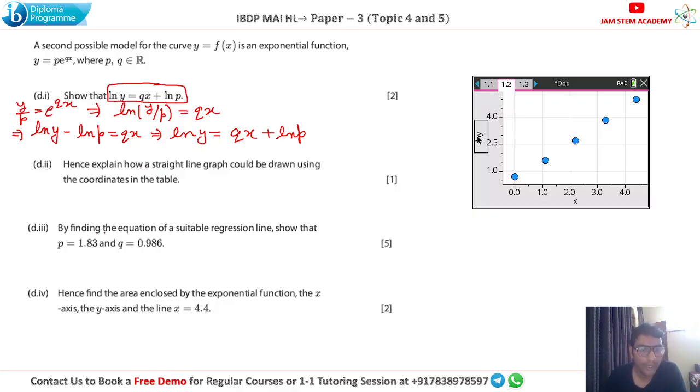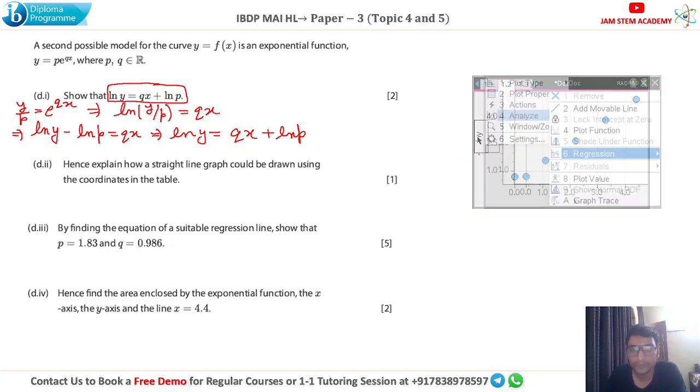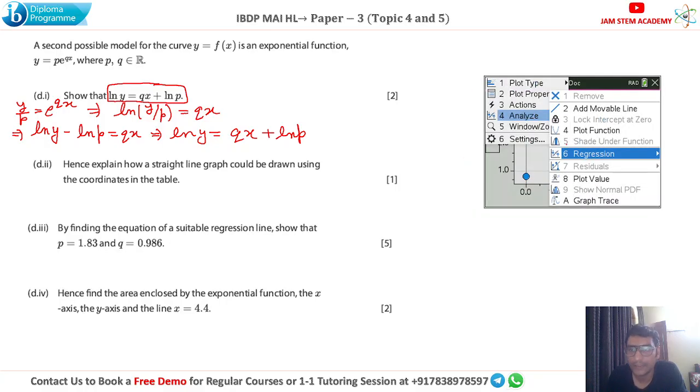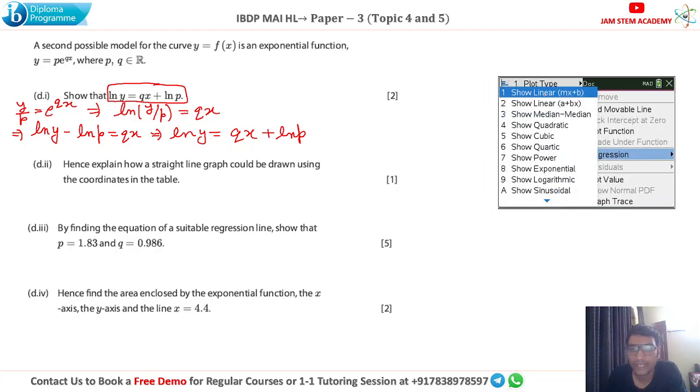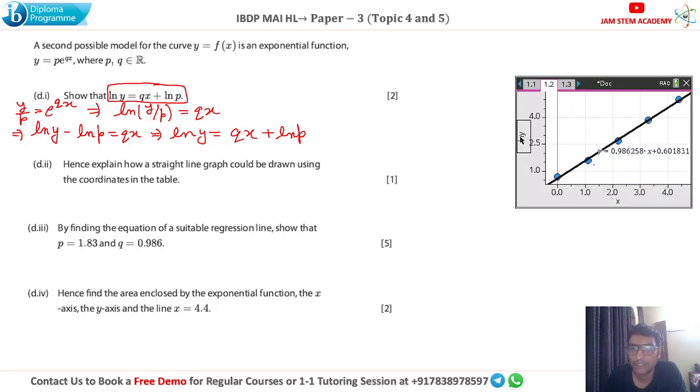Now, by finding the equation of the suitable regression line, show that the p value is this and the q value is that. So what is the equation? We have natural log of y equals qx plus natural log of p. We can also find the equation of linear regression from the same part. Just go to menu, then analyze, then regression, and select show linear regression mx plus b. That will give you the equation of linear regression. So this is y equals 0.98625x plus 0.60183.